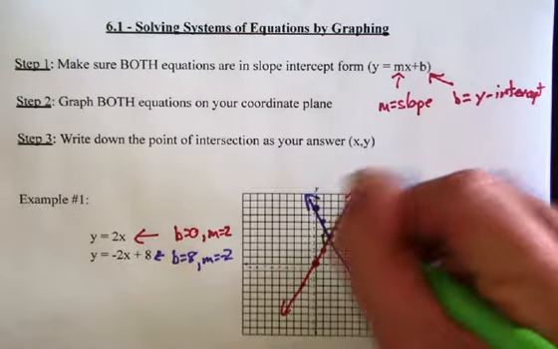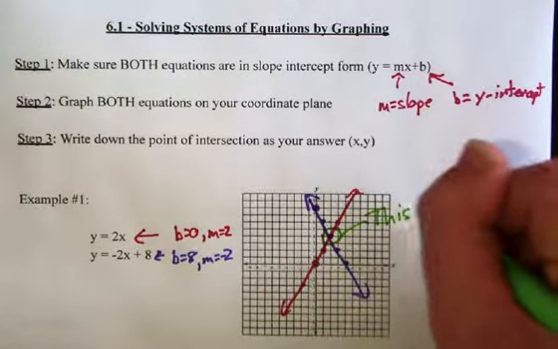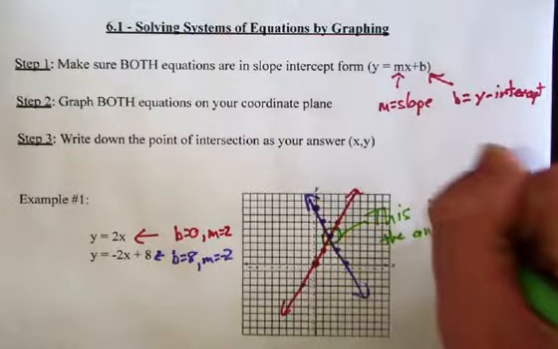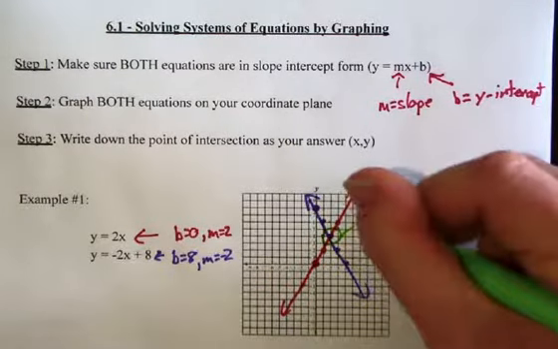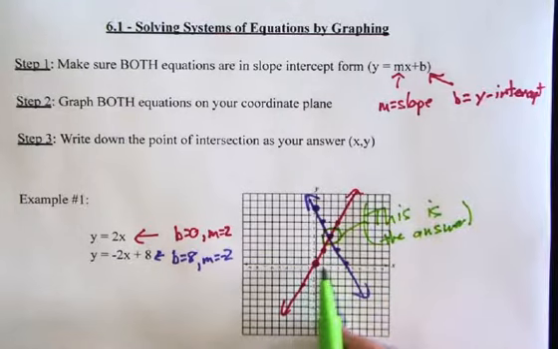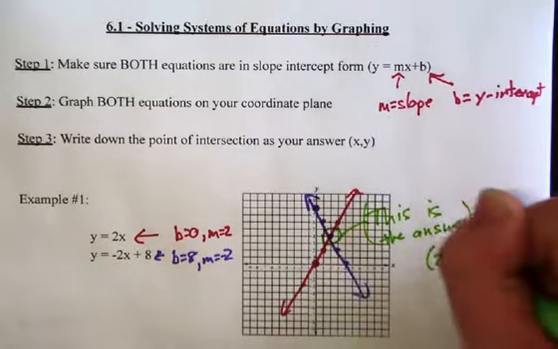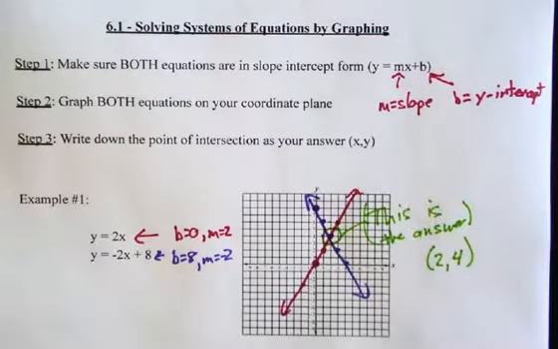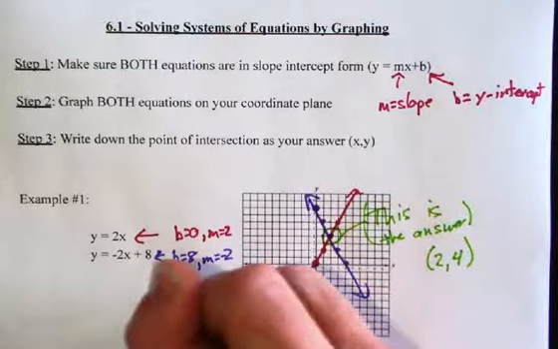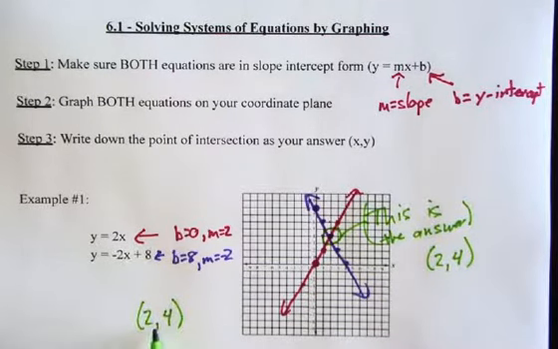So this is the answer. Okay? Well, what's that point? That point is 2 for x, 4 for y. So our answer over here is 2, 4. If we plug x equals 2 into both of these equations, we should get 4. Plug x equals 2 in here, y equals 2 times 2, y equals 4. X equals 2 here, y equals negative 2 times 2, which is negative 4 plus 8. Negative 4 plus 8 is 4. So that means that 2, 4 satisfies both of those.